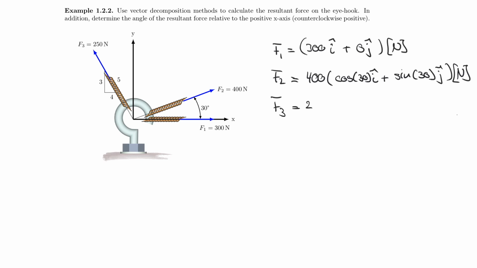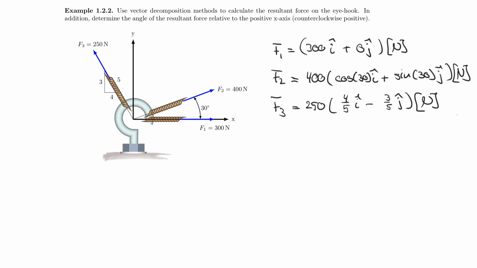So 250 Newton has to be divided by 5 and multiplied by 4 to be the i component. And that is positive. Now I need to be careful because the j component is negative, and that is divided by 5 and multiplied by 3 j hat. And now I have all the components of all my forces written down here.